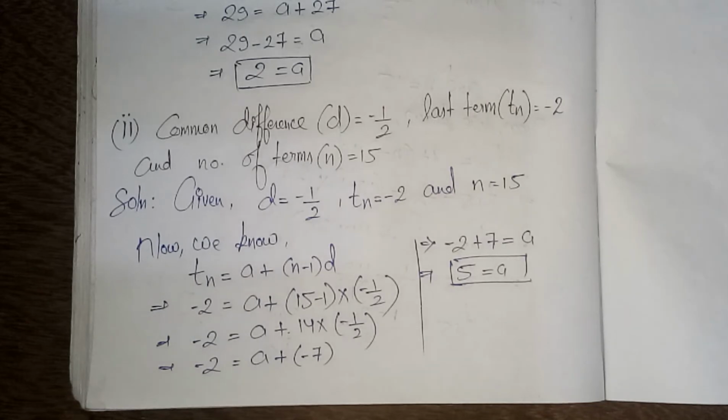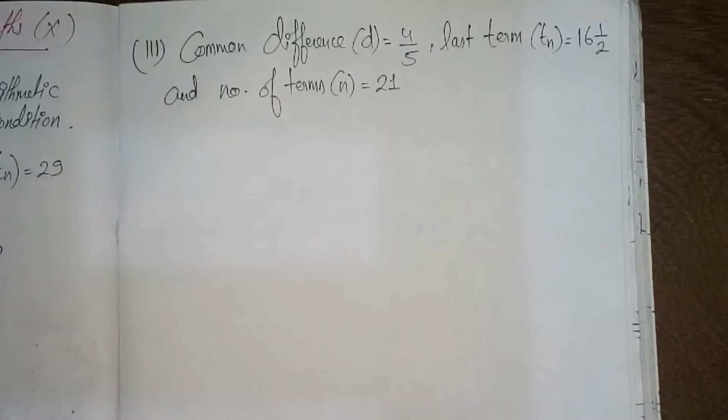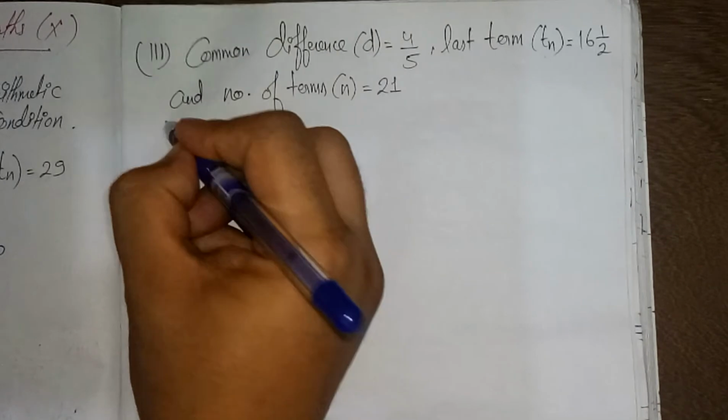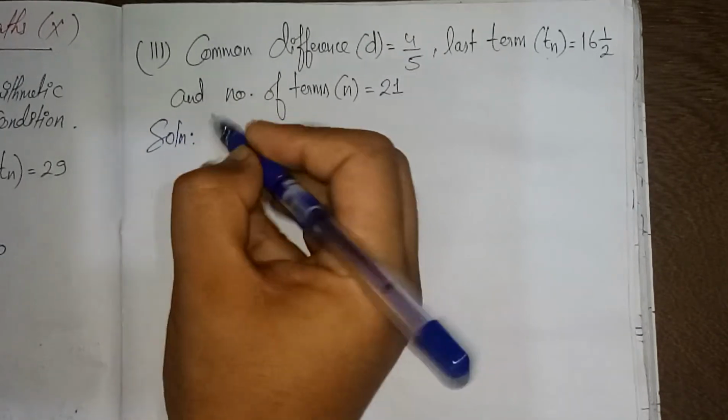Now we have the last question. Let's see. So friend, I have just noted question number 3, that means the third part of question number 3. As in the two previous questions, again we have been given the common difference, last term and number of terms. Here in this case, again we first have to write the given information, the solution. Now this is given.